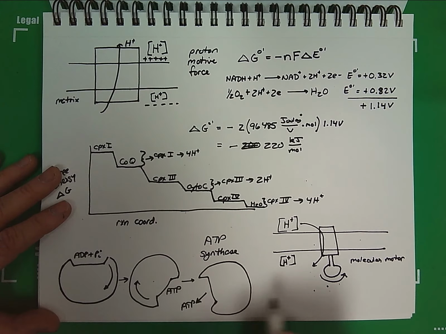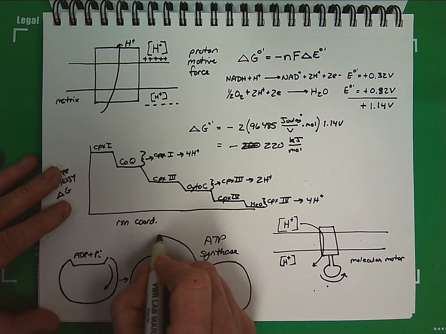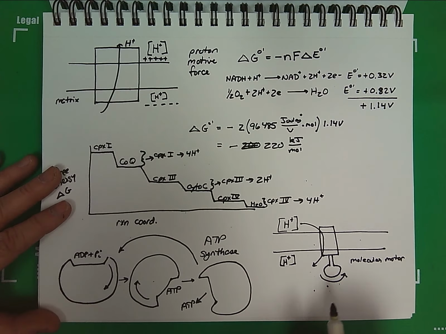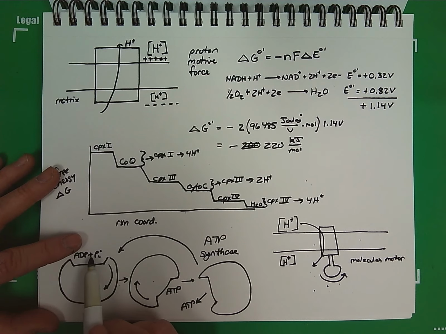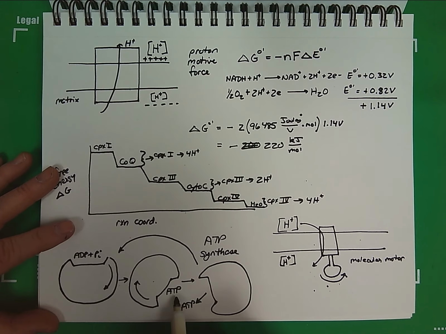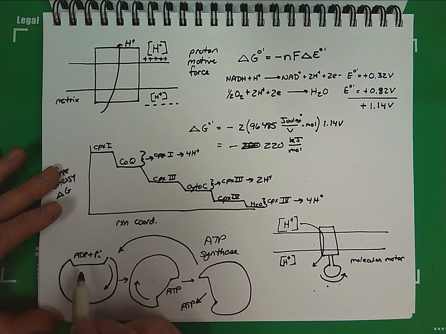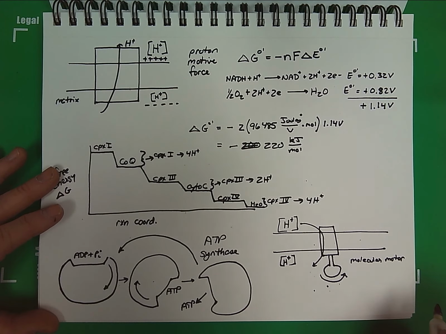Now in the next step of the reaction, we spin the head back to its original position where it binds ADP plus inorganic phosphate again. Once again, the head begins to spin, converts that energy into creating the high energy phosphate bond, generating ATP. The head spins again, releases the ATP by dissociation, and then spins again back into its original position to bind more ADP plus inorganic phosphate.